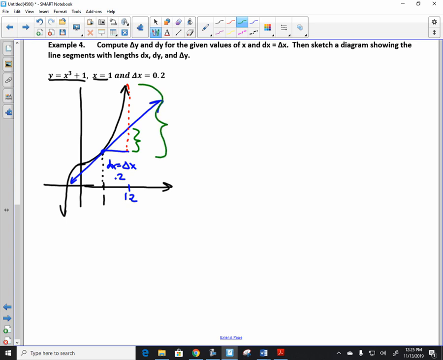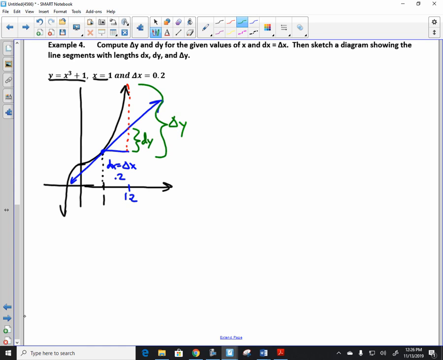One of these is delta y, one of them is dy. Do you know if the big one is delta y or the small one is delta y? Do you remember? The big one is delta y. That's the actual change in the function. Dy is this one. It's the change in the tangent line. It's an approximation. Okay. Could you draw those segments if you needed to on your own?